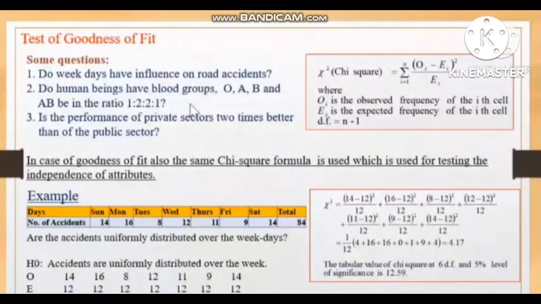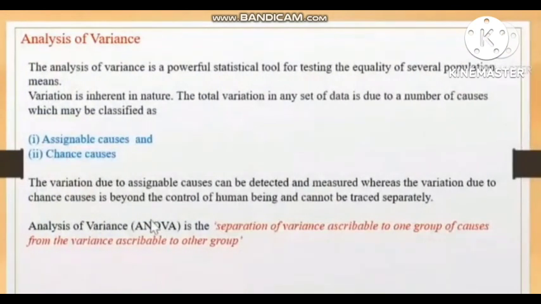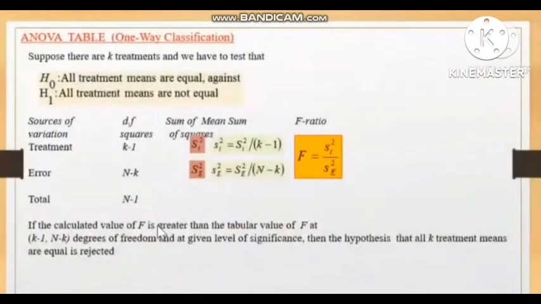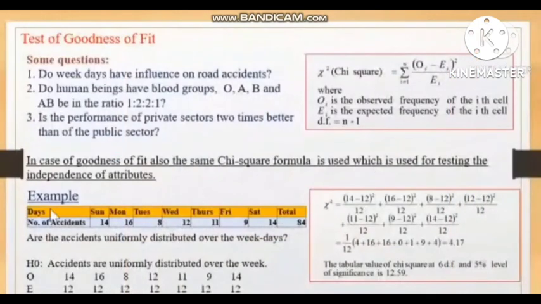Now, in this goodness of fit also, the formula is the same chi-square formula as we have used in the test of independence. The only difference is that here the degree of freedom is n-1. We should remember this one. Now let us take this example.